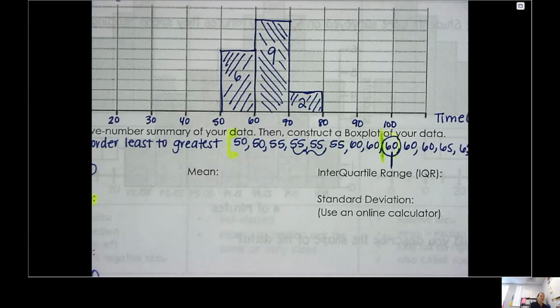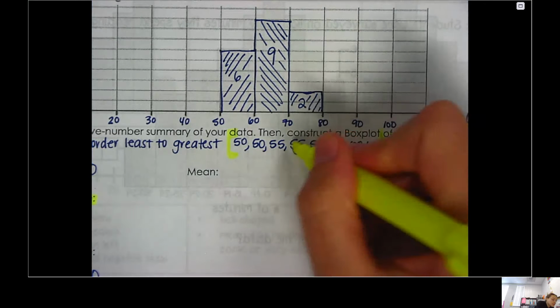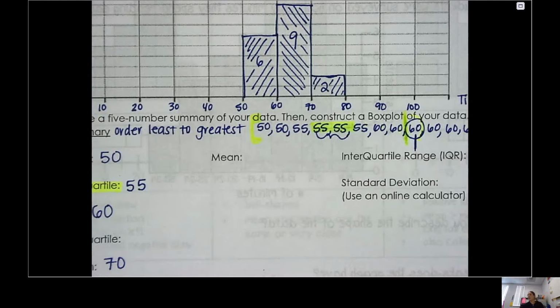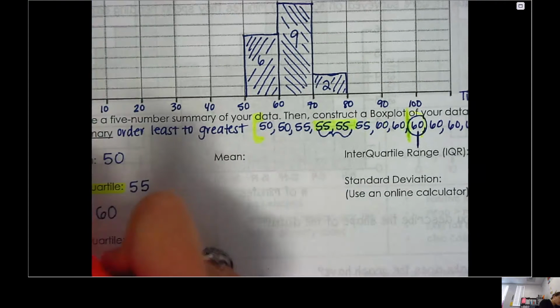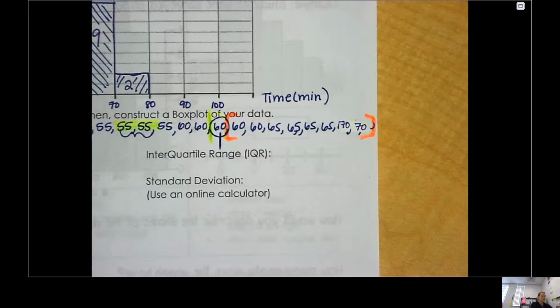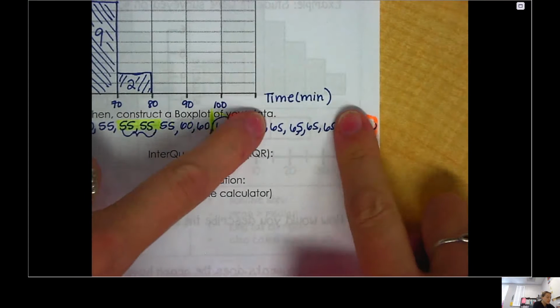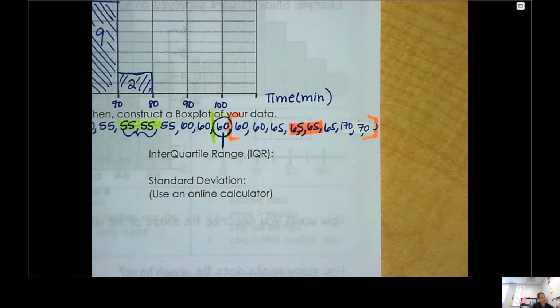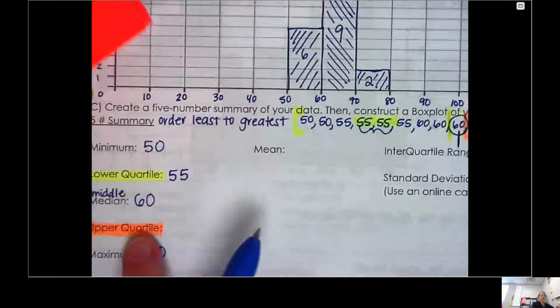So your quartile 1 is this little spot right here. I want you to make a little circle around it or do something kind of like Mr. Master did here. This is your quartile 1. So your lower quartile number is 55. We're going to do the same thing with quartile 3, which is your upper quartile. Again, you've got to find the middle number in your upper half. Between 65 and 65 is what? 65. So your upper quartile is 65.